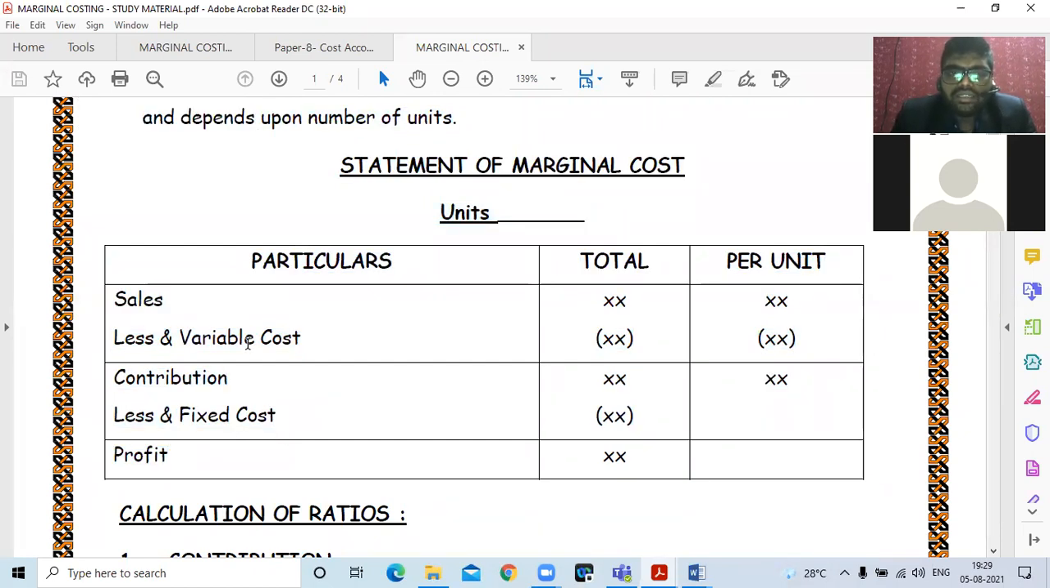What does the statement look like? Sales minus variable cost comes to contribution. Contribution minus your fixed cost, then your profit. Now in total, look, everywhere we are writing amounts, and in per unit we are writing only till contribution. From sales we subtract VC and get contribution.